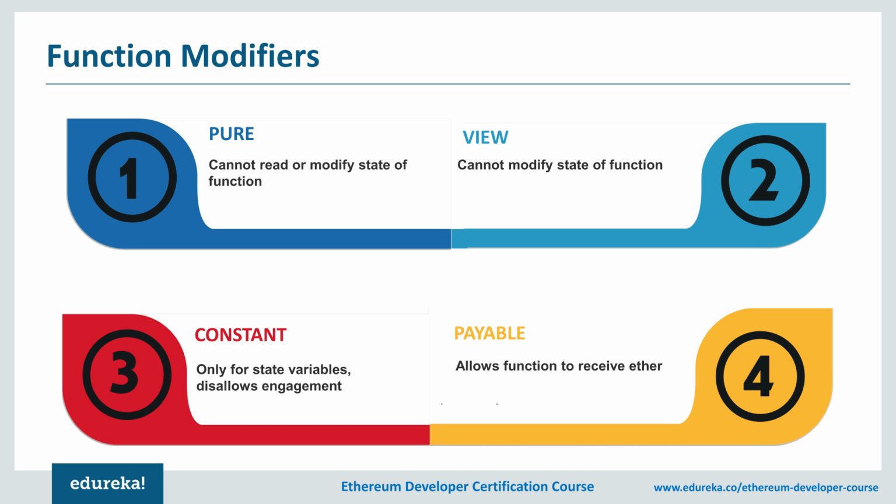Then we have function modifiers. Now Solidity comes with 4 pre-made function modifiers. Those are pure, view, constant, and payable. So pure functions are ones that cannot read or modify the state of a function. It is just a function that actually just accesses the data. Now then we have the view modifier, which means that the function can only view the data types of that contract. It cannot change the data types. Next, we have constant for state variables, which disallow engagement. And last but not the least, we have the payable modifier, which allows a function to receive ether.